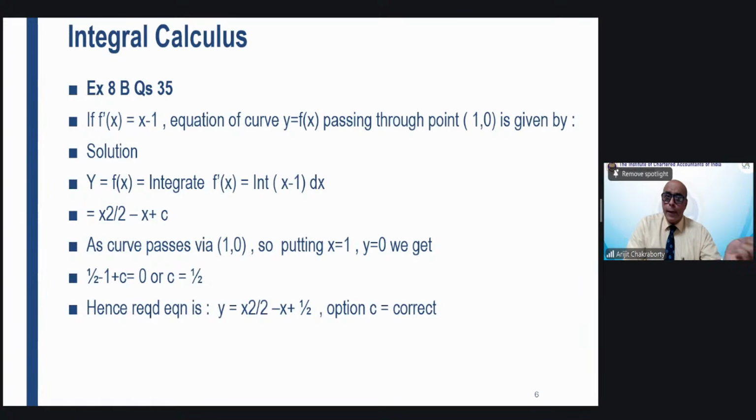Equating x equal to 1, y equal to 0, we are getting the value of c, that is c equal to half. Okay. So now the final general equation is y equal to x square by 2 minus x plus half. That is the final equation. So in the given question number 35, option number C is the correct answer, right? So these were the questions I thought of discussing.